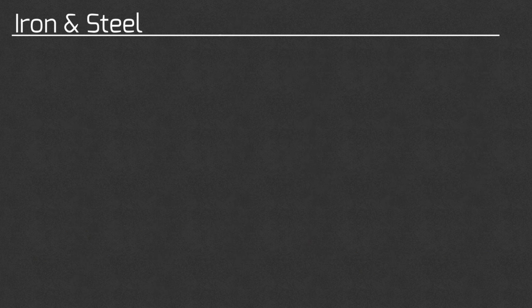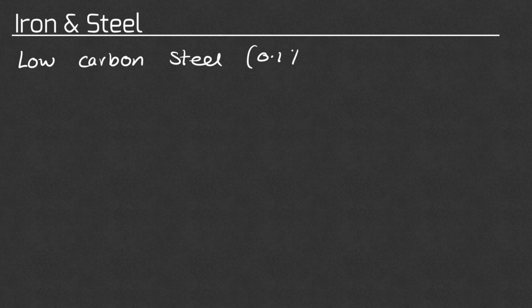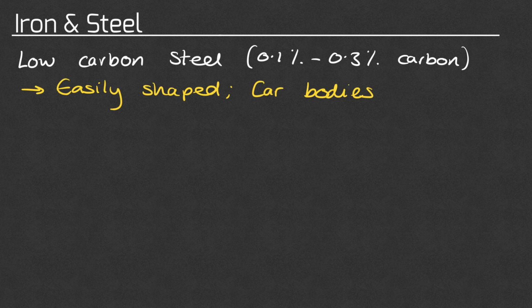We're now going to look at 3 examples of how iron is alloyed to make steel. Low carbon steel contains 0.1% to about 0.3% of carbon. As there is such a low percentage of the non-metal added, it means it can still be easily shaped, but it's strong enough to be used for things like car bodies.